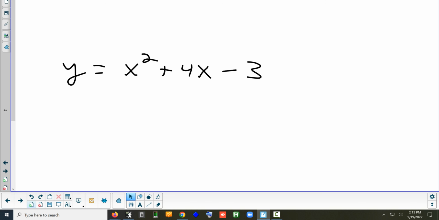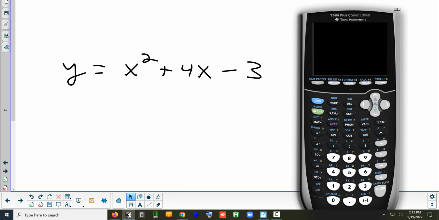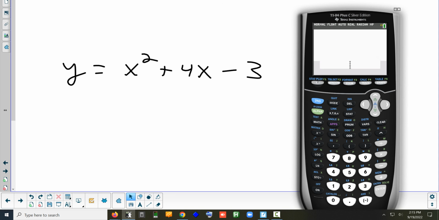I can tell that's going to cross the x-axis twice. Let's draw it and see. Let me make sure that I did that right. Yeah, it's going to cross twice. I can't tell you exactly where it's going to cross. That's a little bit more complicated.